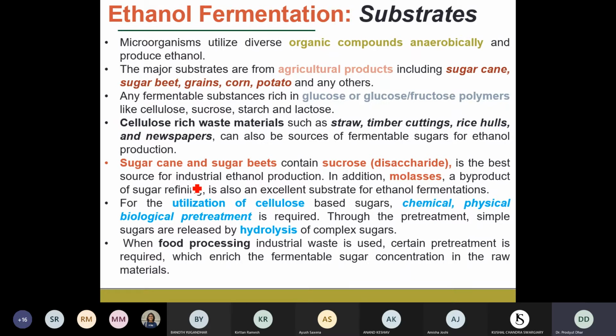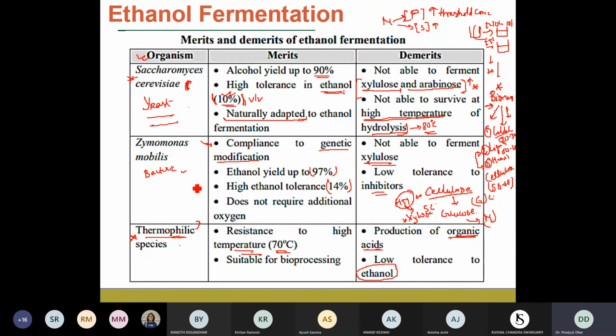Ethanol fermentation is nothing new. But still, why has ethanol not hit the market very prominently? It is because of the demerits that come with the microorganisms which have been used for ethanol fermentation.